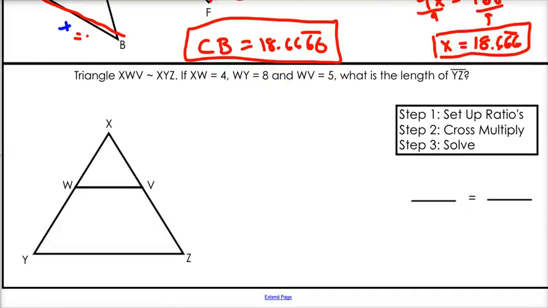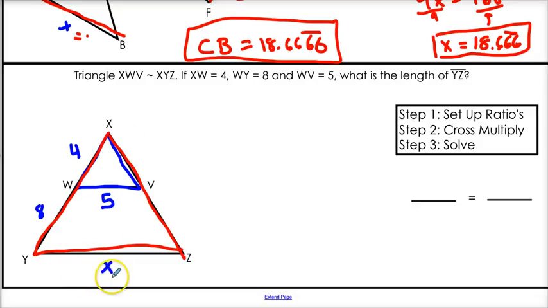Now here's the last one, and I'm making a huge important point out of this. I'll show you what I'm talking about. In this example, we know that triangle XWV, which is this smaller triangle, is similar to XYZ, which is the bigger triangle. The next information it gives us is that XW is 4, WY is 8, and WV is 5. It's asking us for the length of YZ.